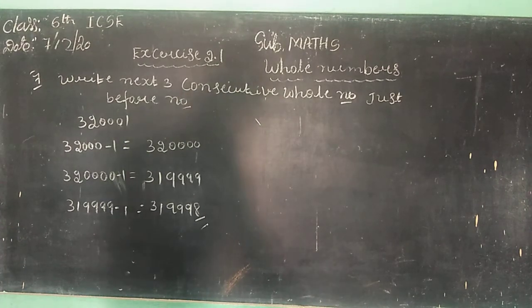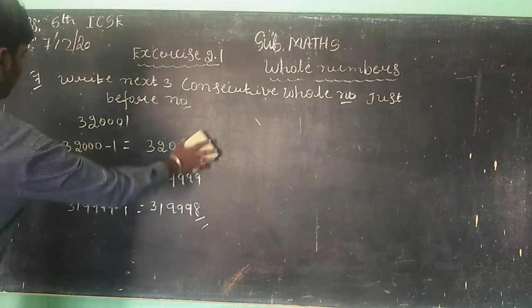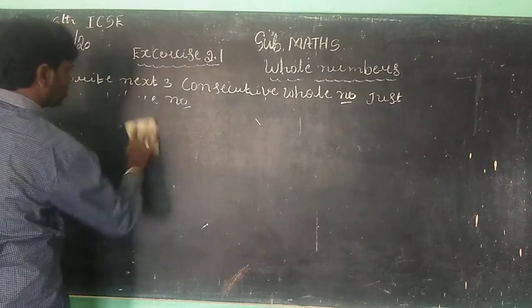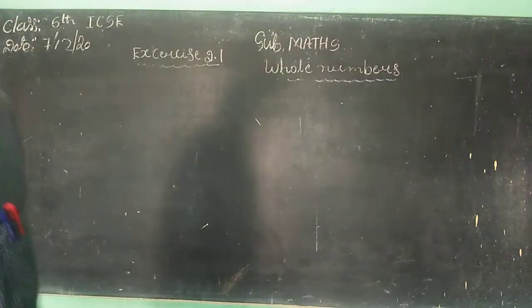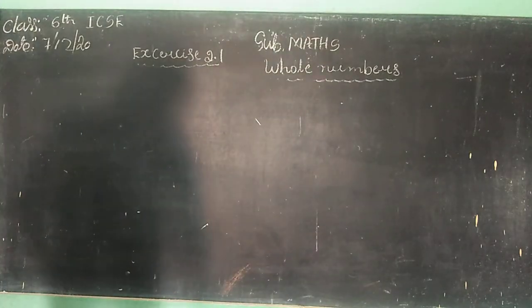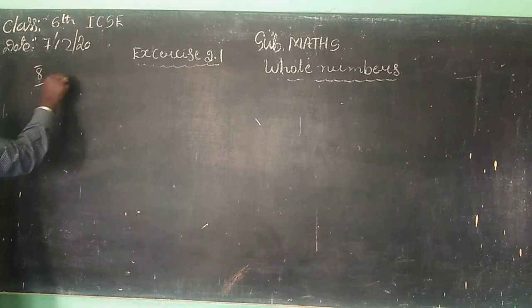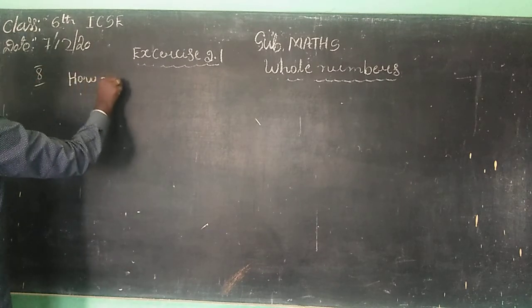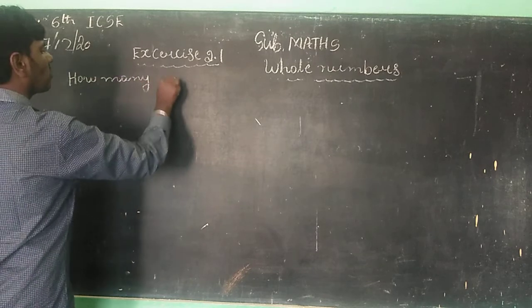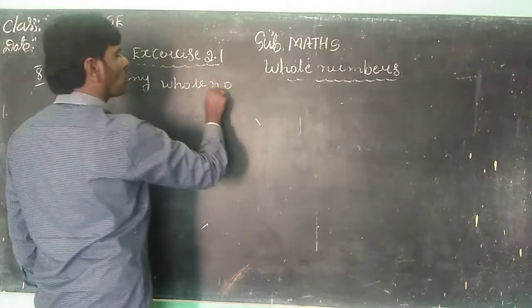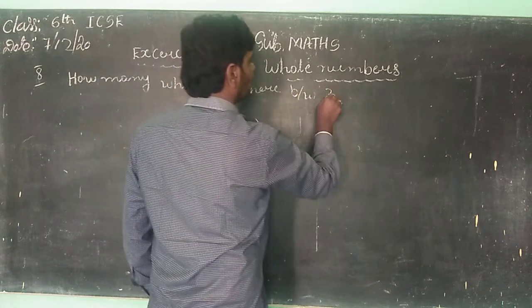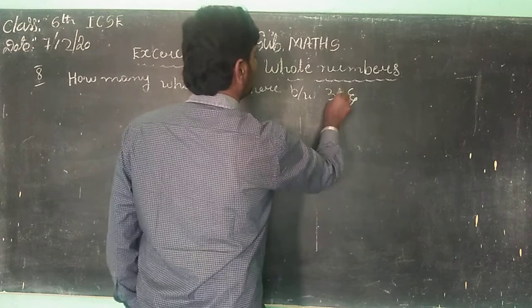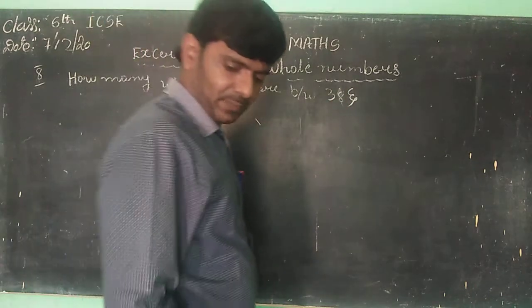Children, next we want to go to the 8th question. What is that? How many whole numbers are there between 38 and 68? Shall I write this one, children? Next we want to take the next question, 8th question. How many whole numbers are there between 38 and 68? Correct, children?